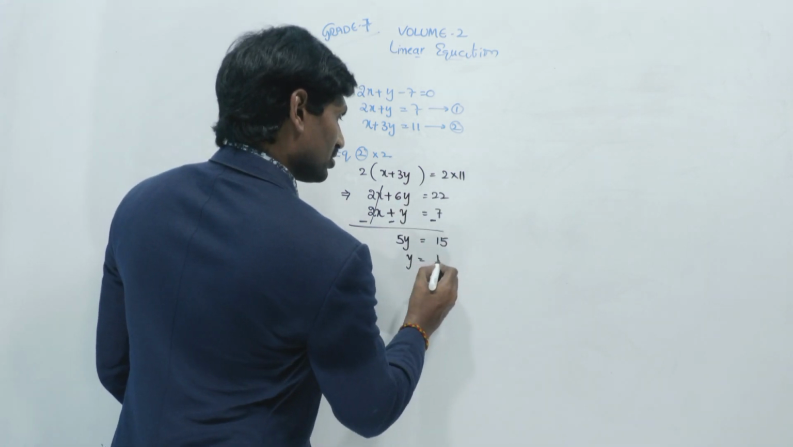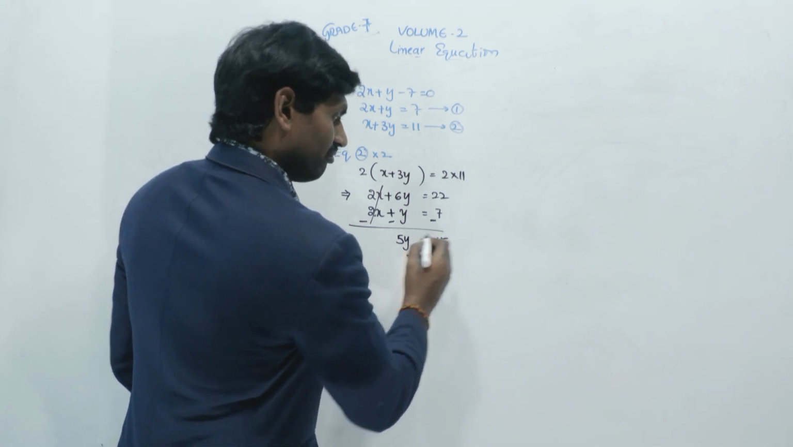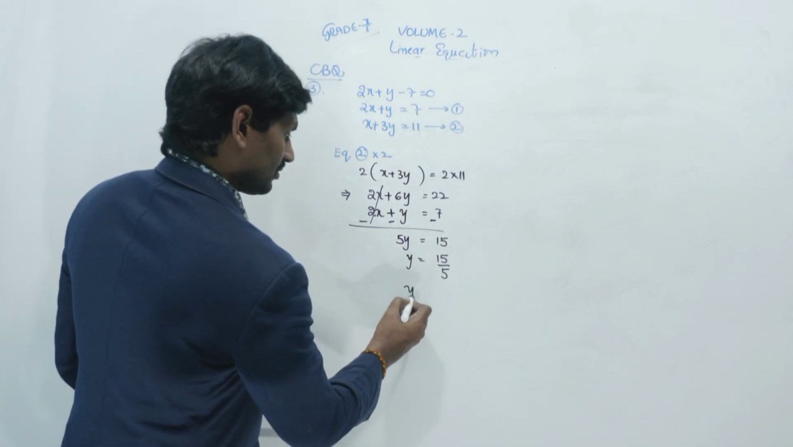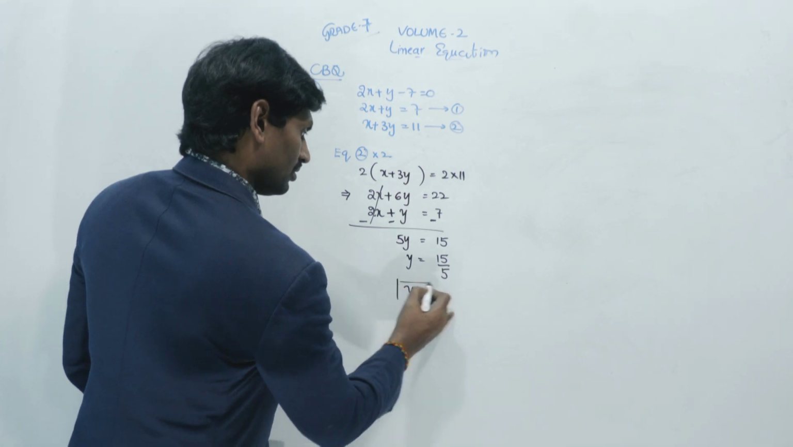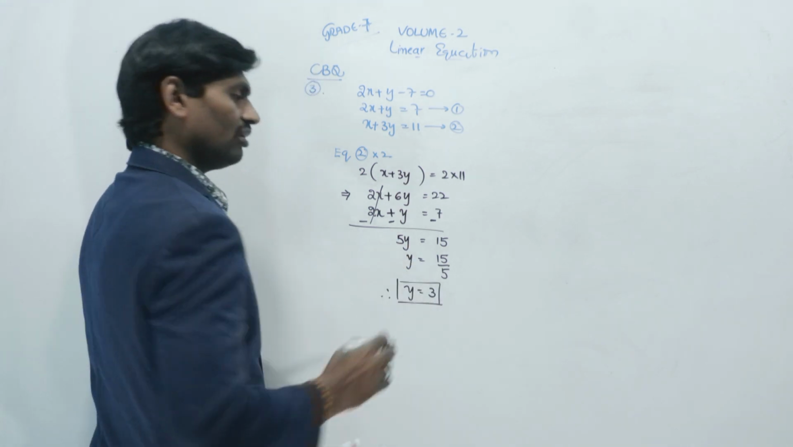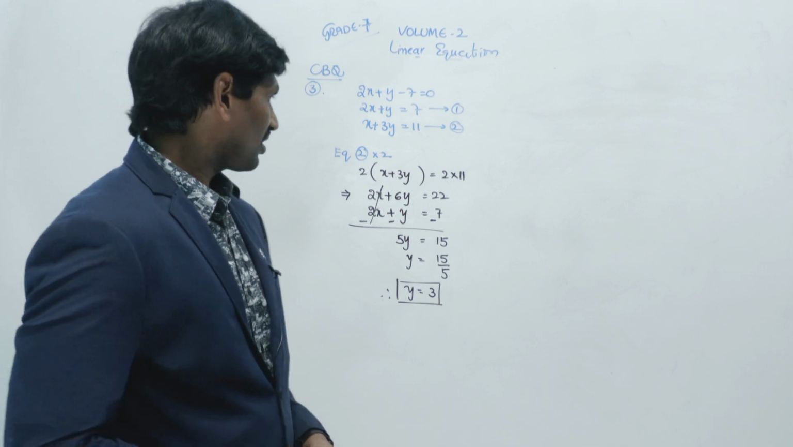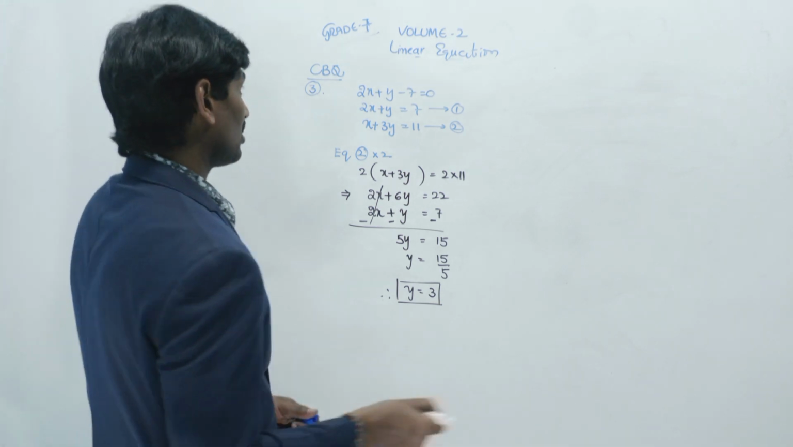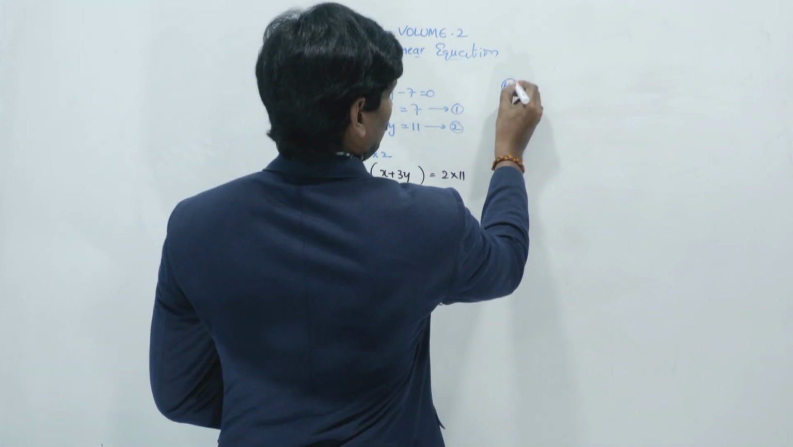So y equals 15 by 5. 5 table, 15, 3 times. Therefore, the y value is 3. Okay now? Let us solve question number 4.